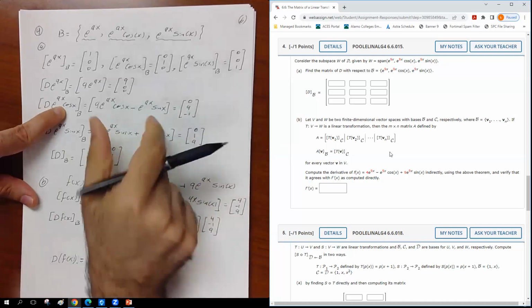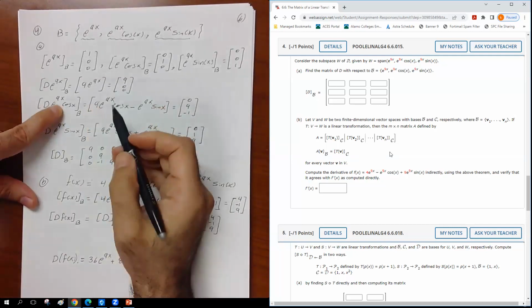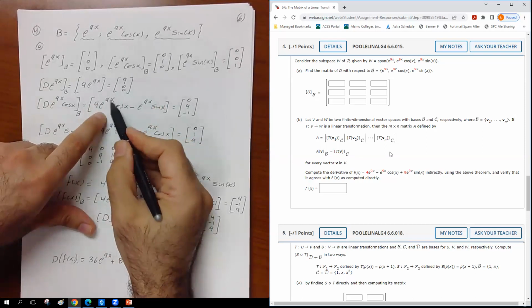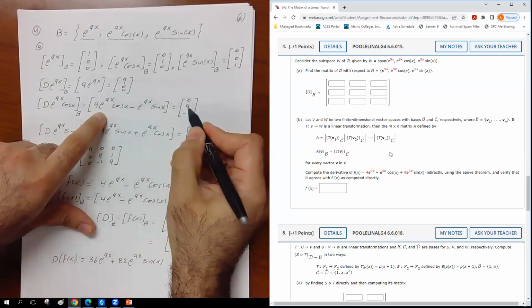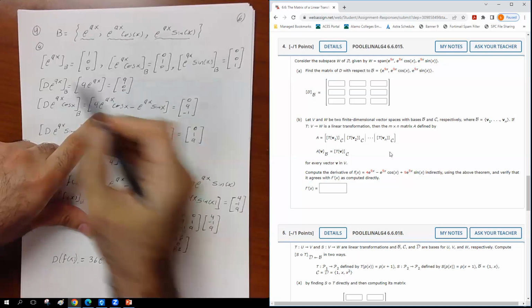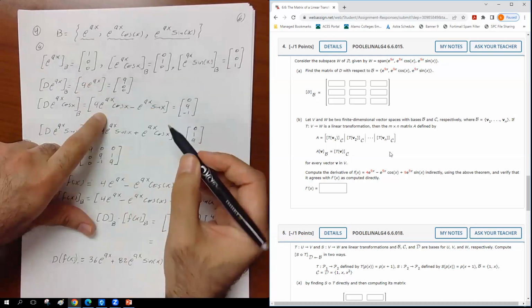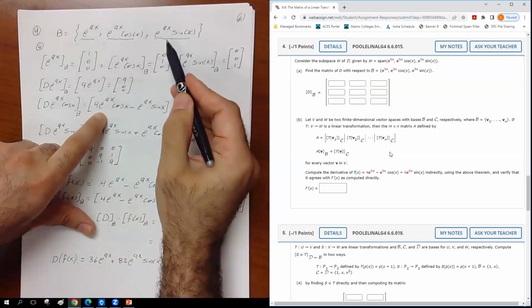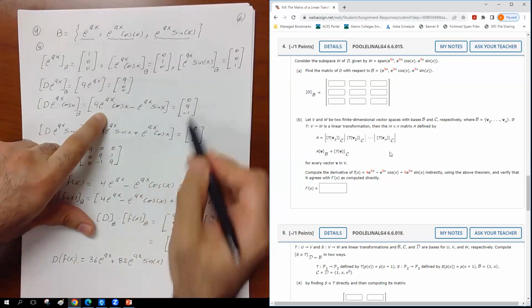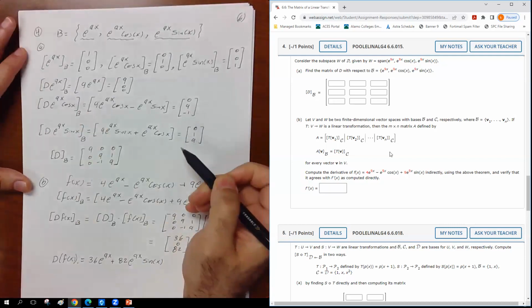Now write it down as a column. So here we have e 9x cosine, which means the second one is going to be 9. The first one is 0 because I don't have this term by itself, and we have this term, so it's going to be -1. So here is the second column.